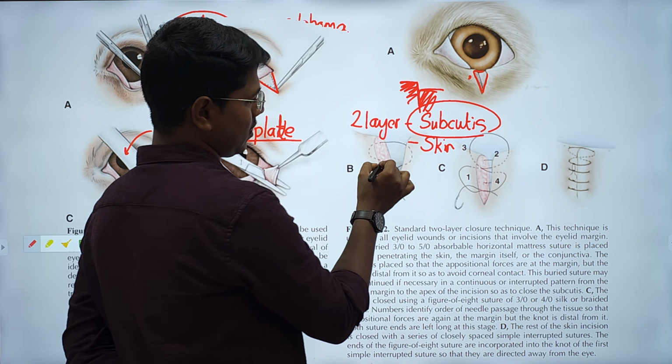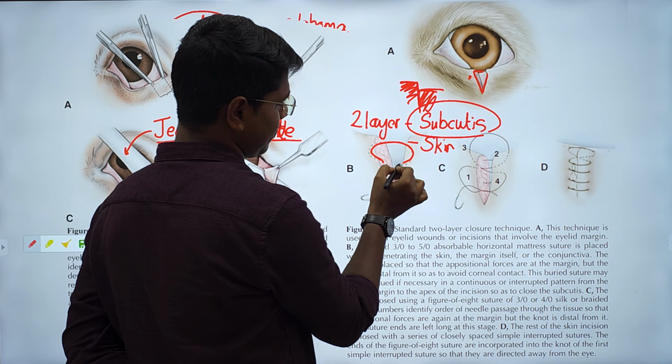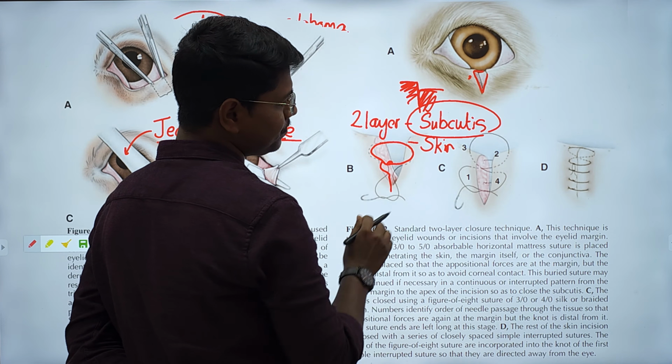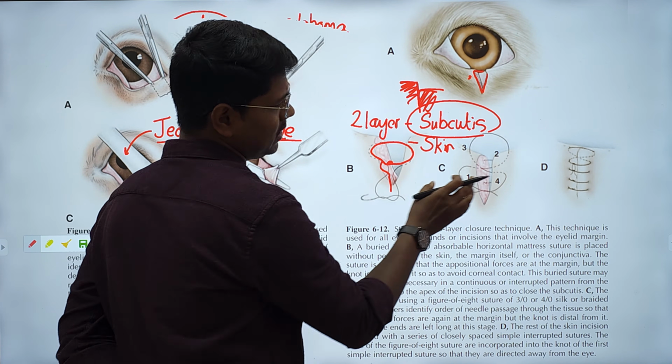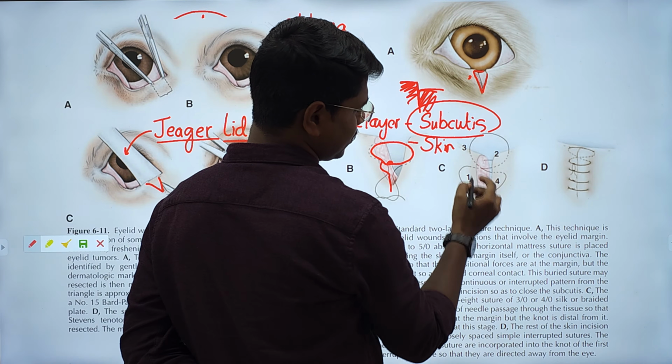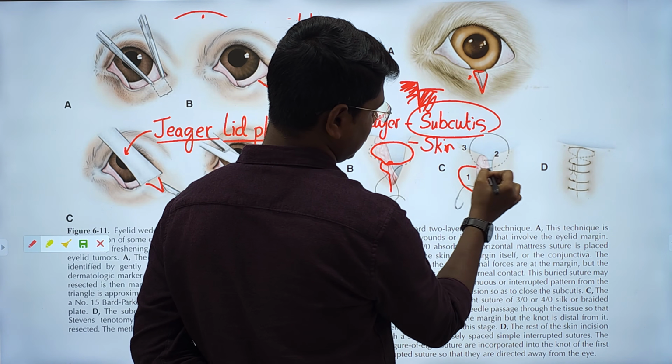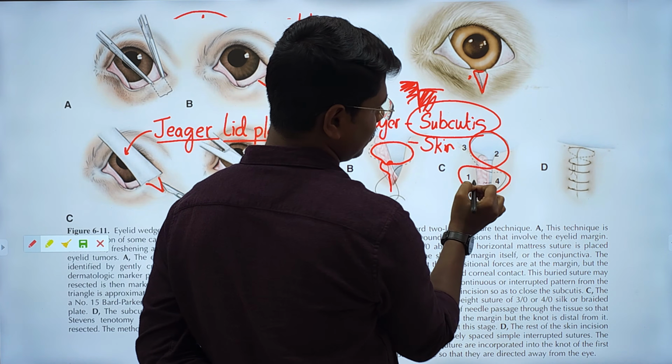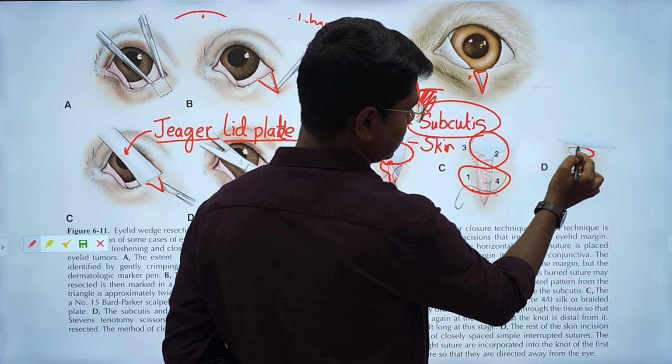You can take a horizontal mattress, buried horizontal mattress, then put a knot, then go continuous, and after that subcutis you have to go for the skin. First suture should be a figure 8 suture. It should be a figure 8 suture. Like this one, you see the figure 8 suture.